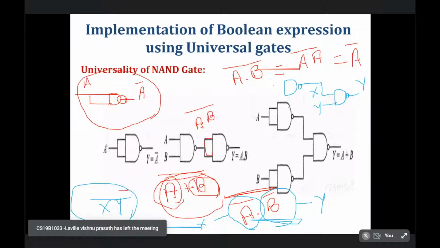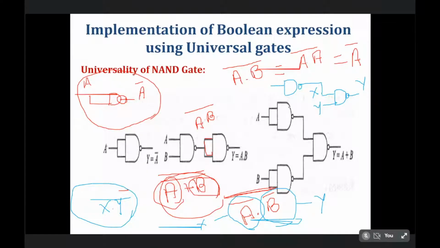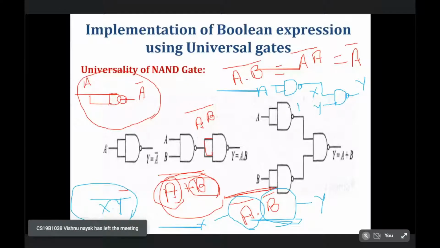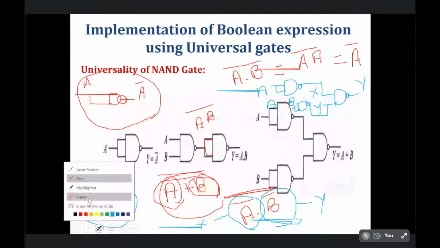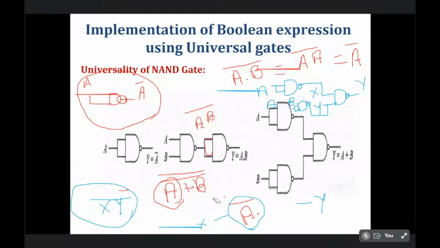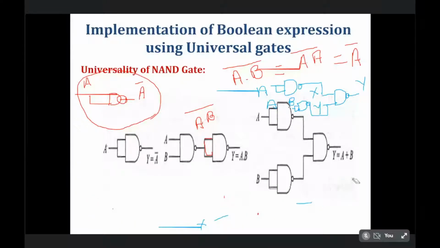It will be this. Suppose this is A, which implements A bar, and this is B, which implements B bar. So the implementation of the OR gate is like this. Okay, clear? Next, we will see.